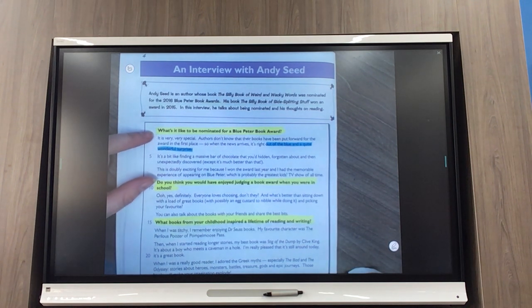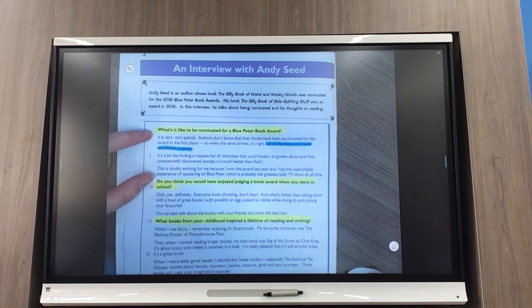He says, it is very, very special. Authors don't know that their books have been put forward for the award in the first place. So when the news arrives, it's right out of the blue and quite a wonderful surprise. It's a bit like finding a massive bar of chocolate that you've hidden, forgotten about, and then unexpectedly discovered. Except it's much better than that.